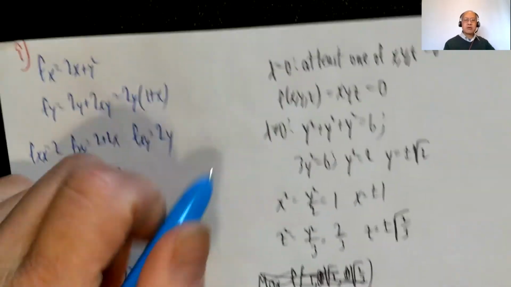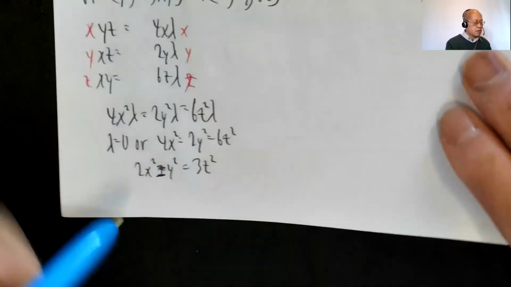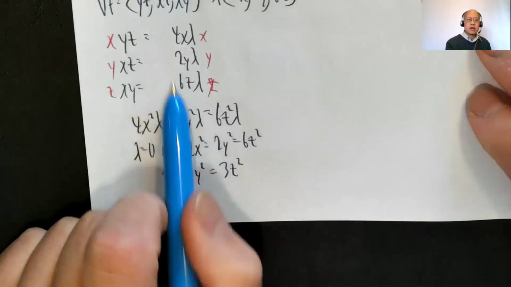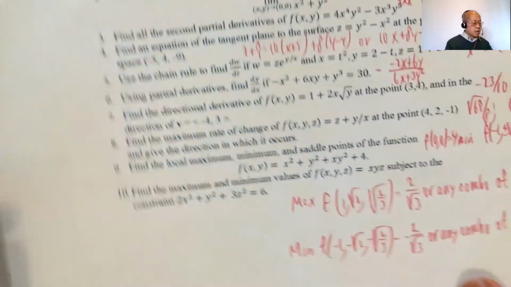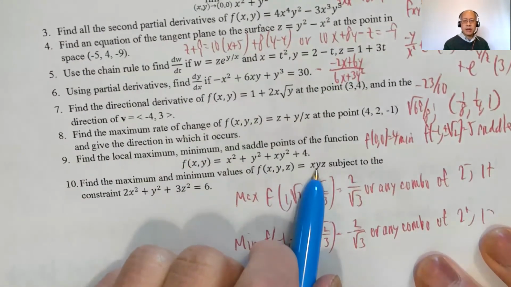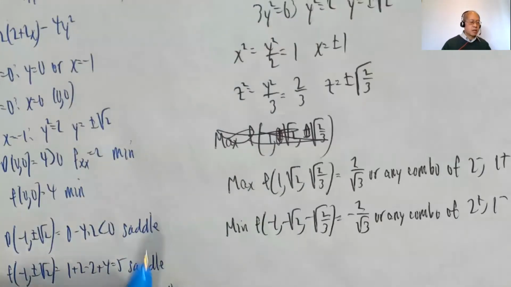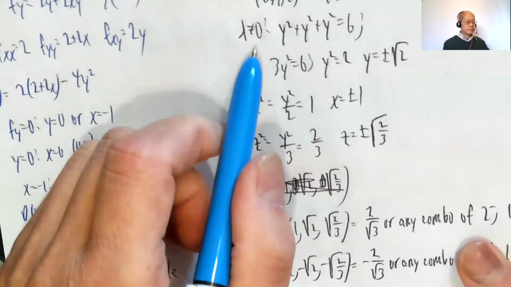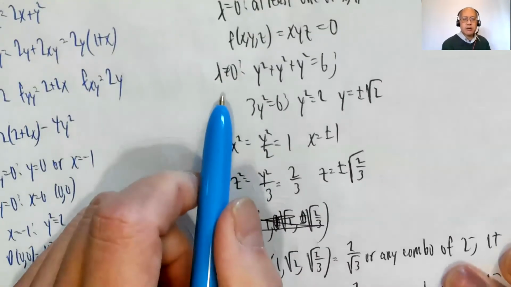Now, if lambda equals 0, lambda equals 0 means one of x, y, or z is 0. One of them has to be 0, which means f of x, y, z is equal to 0. Okay, and it either needs to be the max or the min, because we're going to have a positive and a negative.